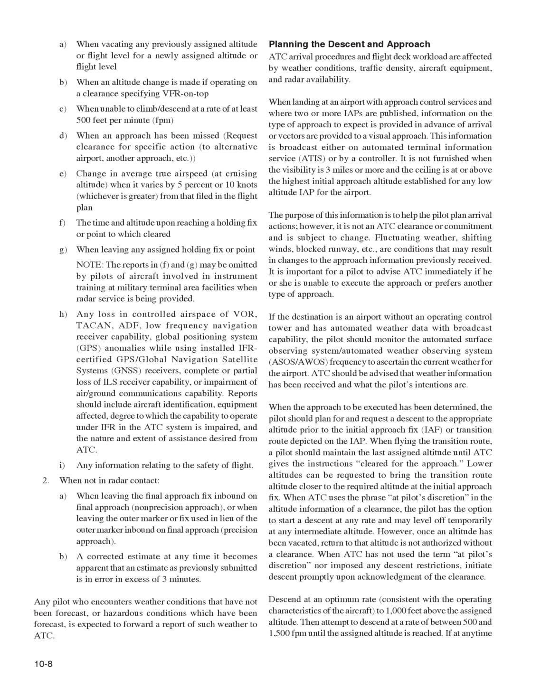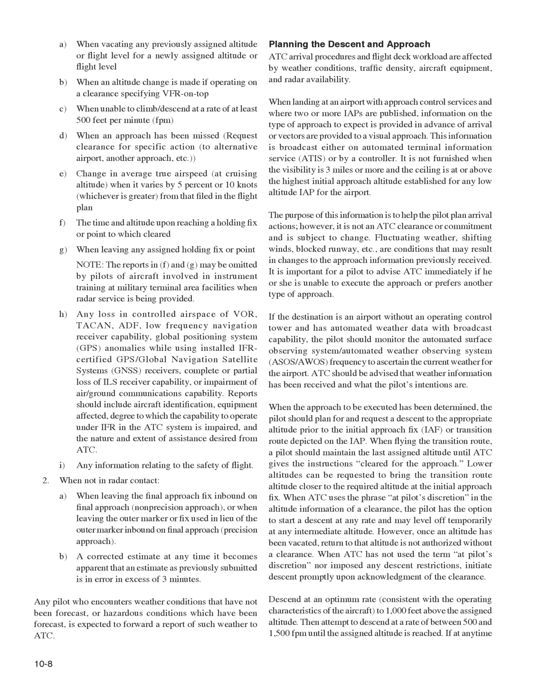Planning the descent and approach. ATC arrival procedures and flight deck workload are affected by weather conditions, traffic density, aircraft equipment, and radar availability. When landing at an airport with approach control services and where 2 or more IAPs are published, information on the type of approach to expect is provided in advance of arrival or vectors are provided to a visual approach. This information is broadcast either on Automated Terminal Information Service, ATIS, or by a controller.